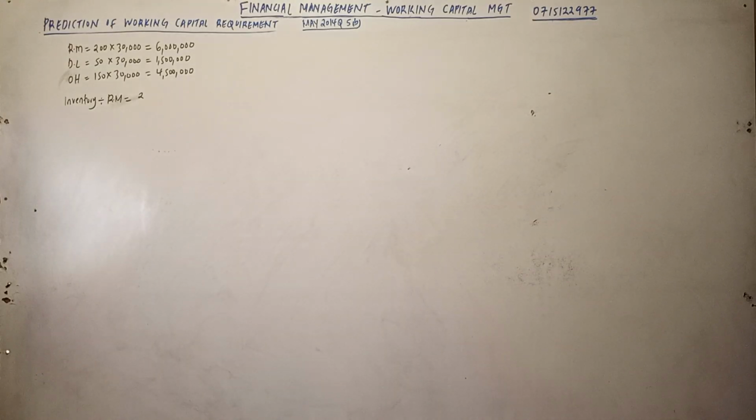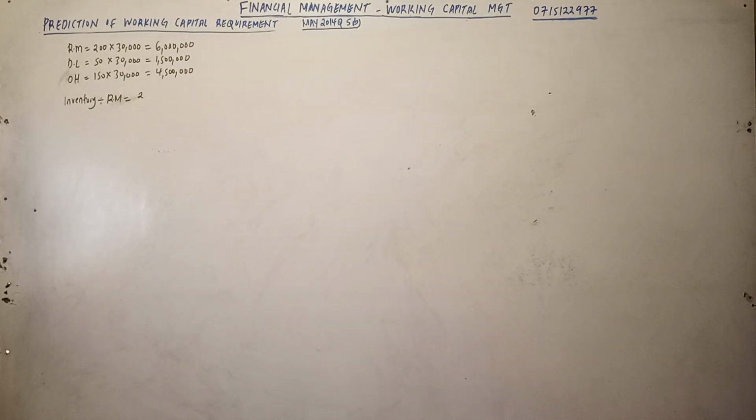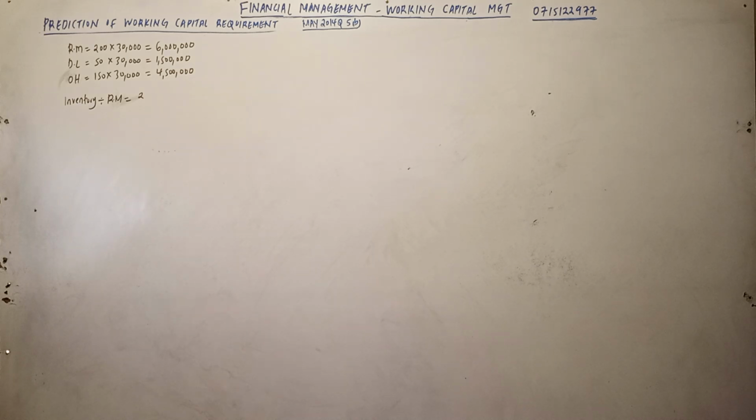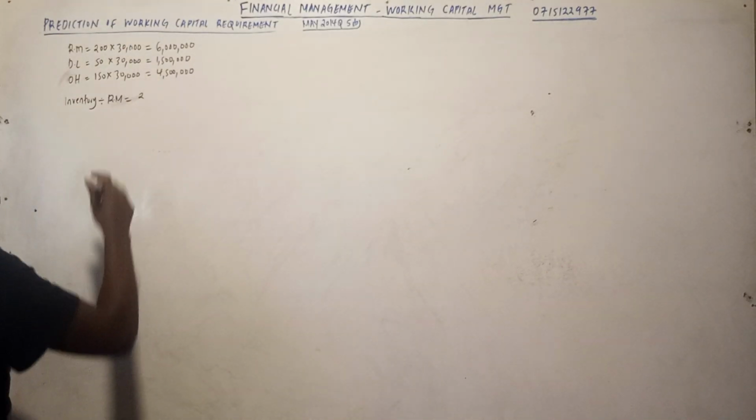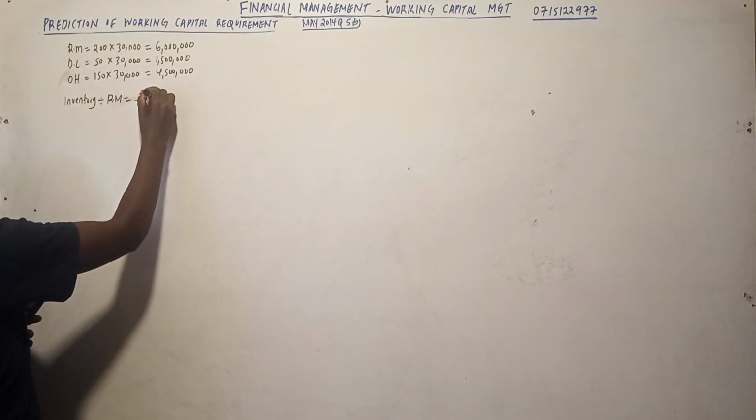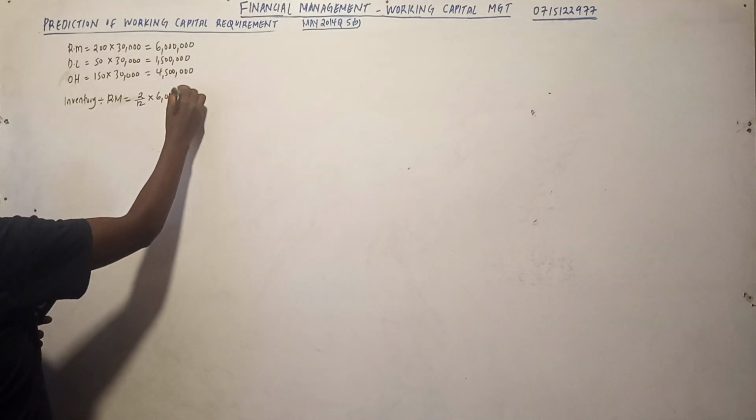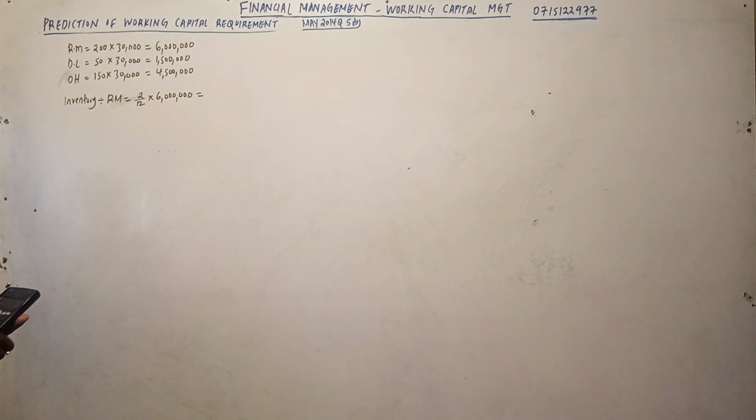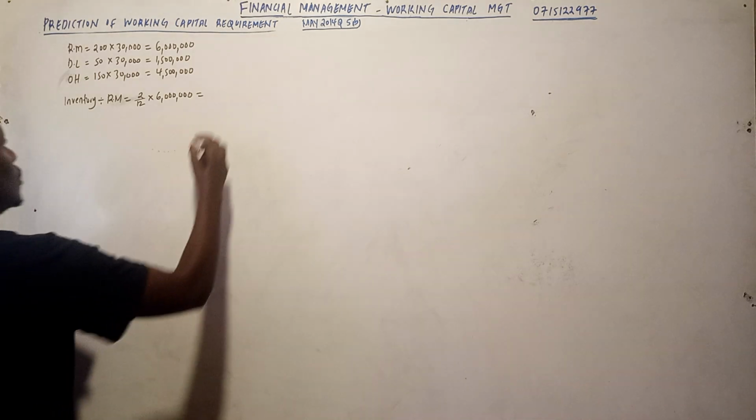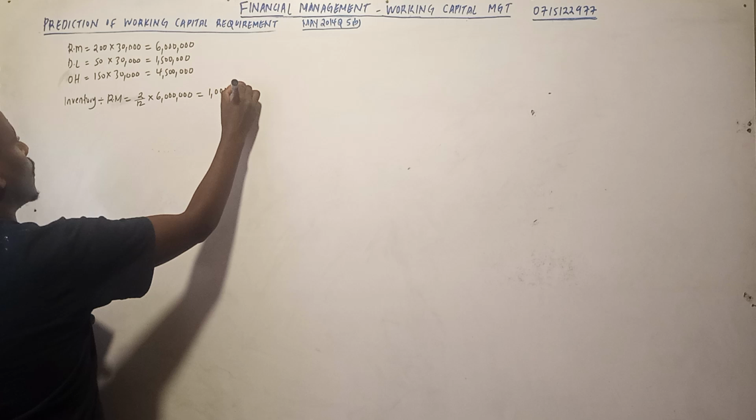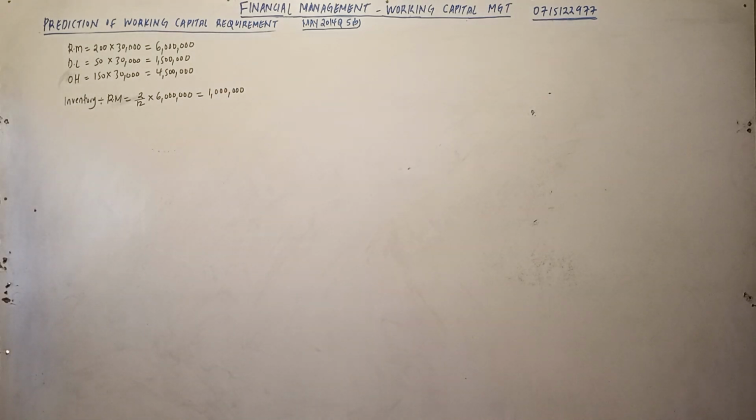Now, ukienda pale juu, the level of activity is 30,000 units of output for the year. Now, hii 30,000 is for the whole year, so kumaanisha we need to divide by 12. Times 6 million. So inakuwa ni 2/12 times 6 million. Inatupatia 1 million. That one is for raw material. Now we go to the next item.